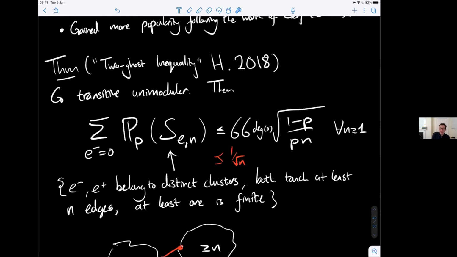Having said that, in the amenable case, it is possible to remove this condition that at least one of them is finite and get a proof of uniqueness via this method.